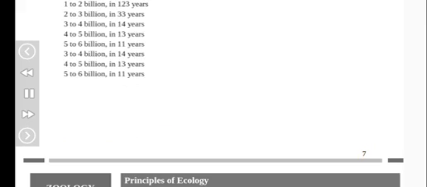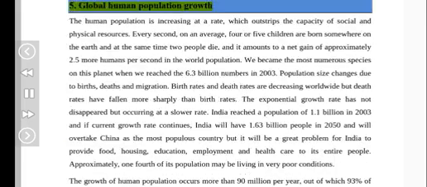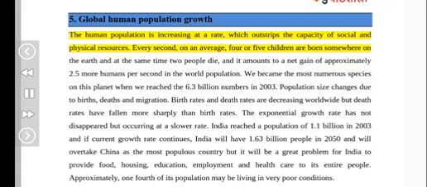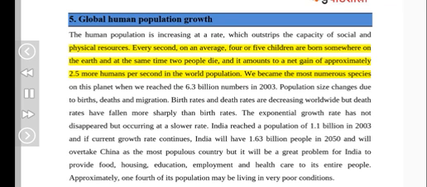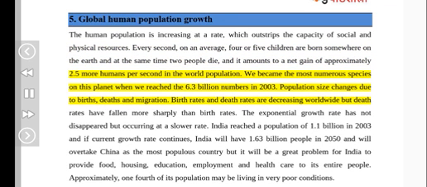Global human population growth. The human population is increasing at a rate which outstrips the capacity of social and physical resources. Every second, on average, 4 or 5 children are born somewhere on the Earth, and at the same time 2 people die, which amounts to a net gain of approximately 2.5 more humans per second in the world population. We became the most numerous species on this planet when we reached 6.3 billion in 2003.